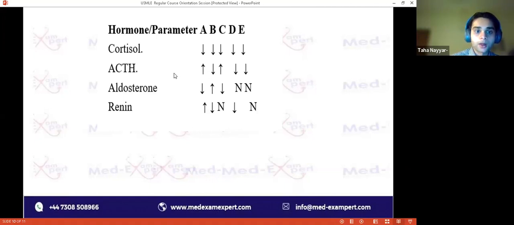This is correct. Now, what about the aldosterone? This is primary adrenal insufficiency, so aldosterone levels are also decreased because the adrenal gland itself is not working. Aldosterone is not coming out of that gland, so we have decreased levels of aldosterone. Now, what about renin? Who will tell me about renin? A quick hint: renin causes the release of angiotensin, and angiotensin causes the release of aldosterone. Now we don't have aldosterone, so what will happen to renin?